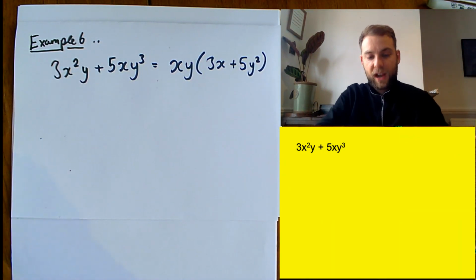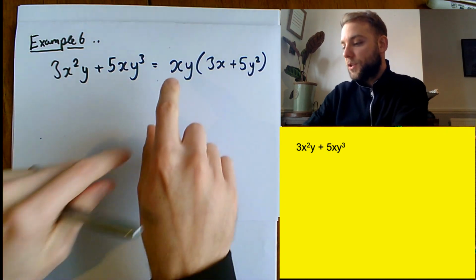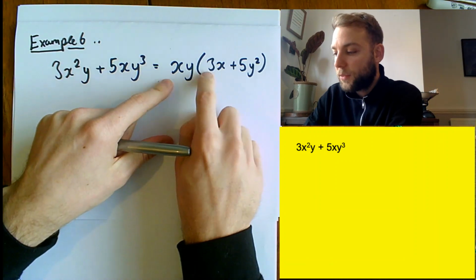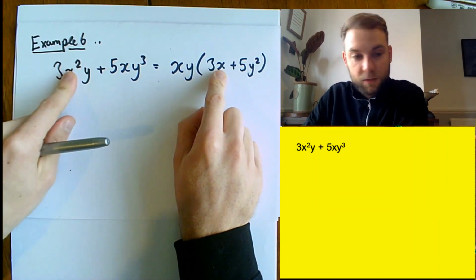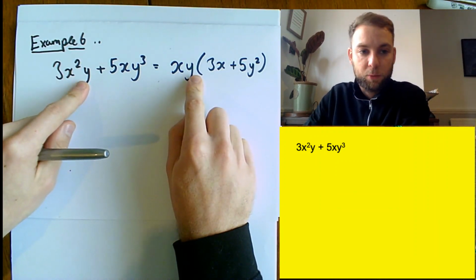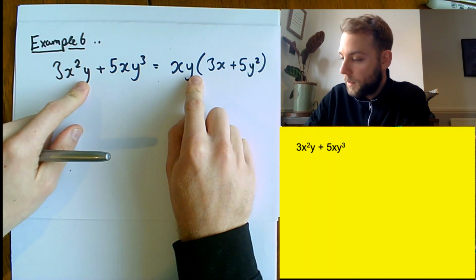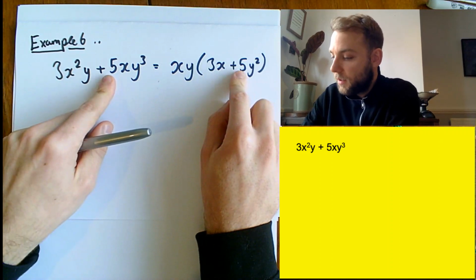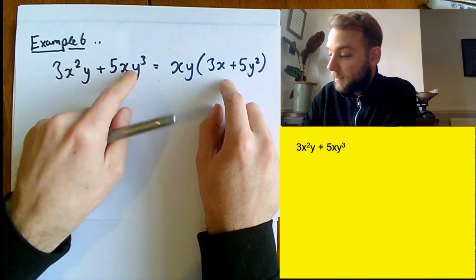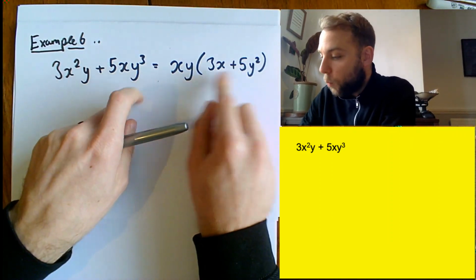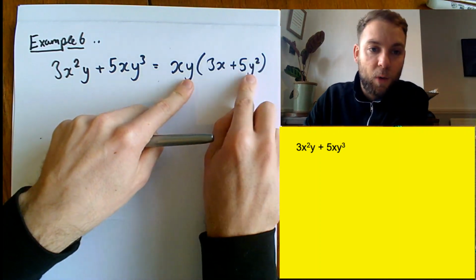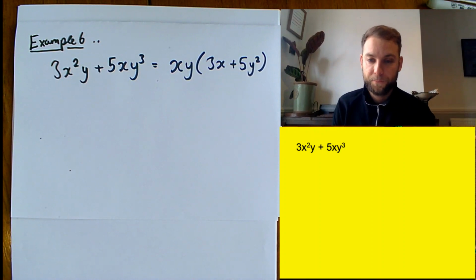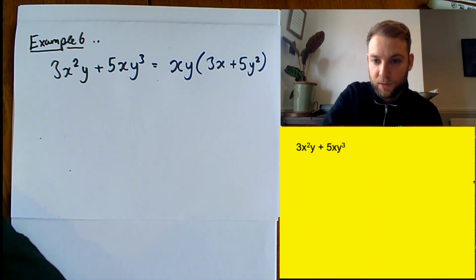Now, it is worth checking this one because it's a little bit trickier. So, xy times by 3x, well, that's going to be 3. x times x is x squared, times by the y, which is y. Then here, xy times by this, well, it's going to be 5x, just the x, yes, good. And y times by y squared is equal to the y cubed. So yes, I've got that right. Perfect. So that was example 6.